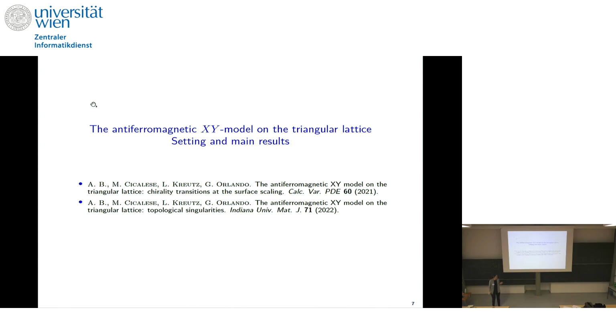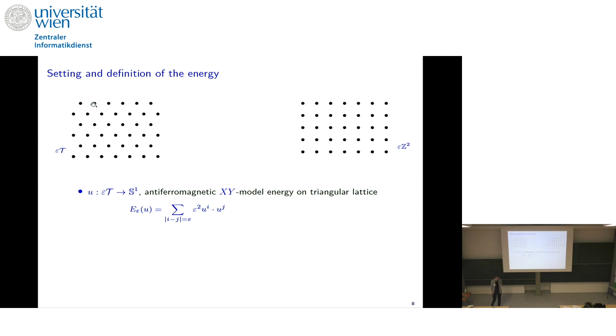Okay, and then I can go on, maybe. So let me set up the energy. Well, the energy we already saw, but the lattice. So we are now considering the triangular lattice, and this is just for comparison. We are considering configurations living on the triangular lattice, still taking values in S1. And we are now considering the antiferromagnetic XY model energy. For simplicity, again, I just put alpha equal to -1 now. So it's just the scalar product between nearest neighbors, summed up and weighted with 1.